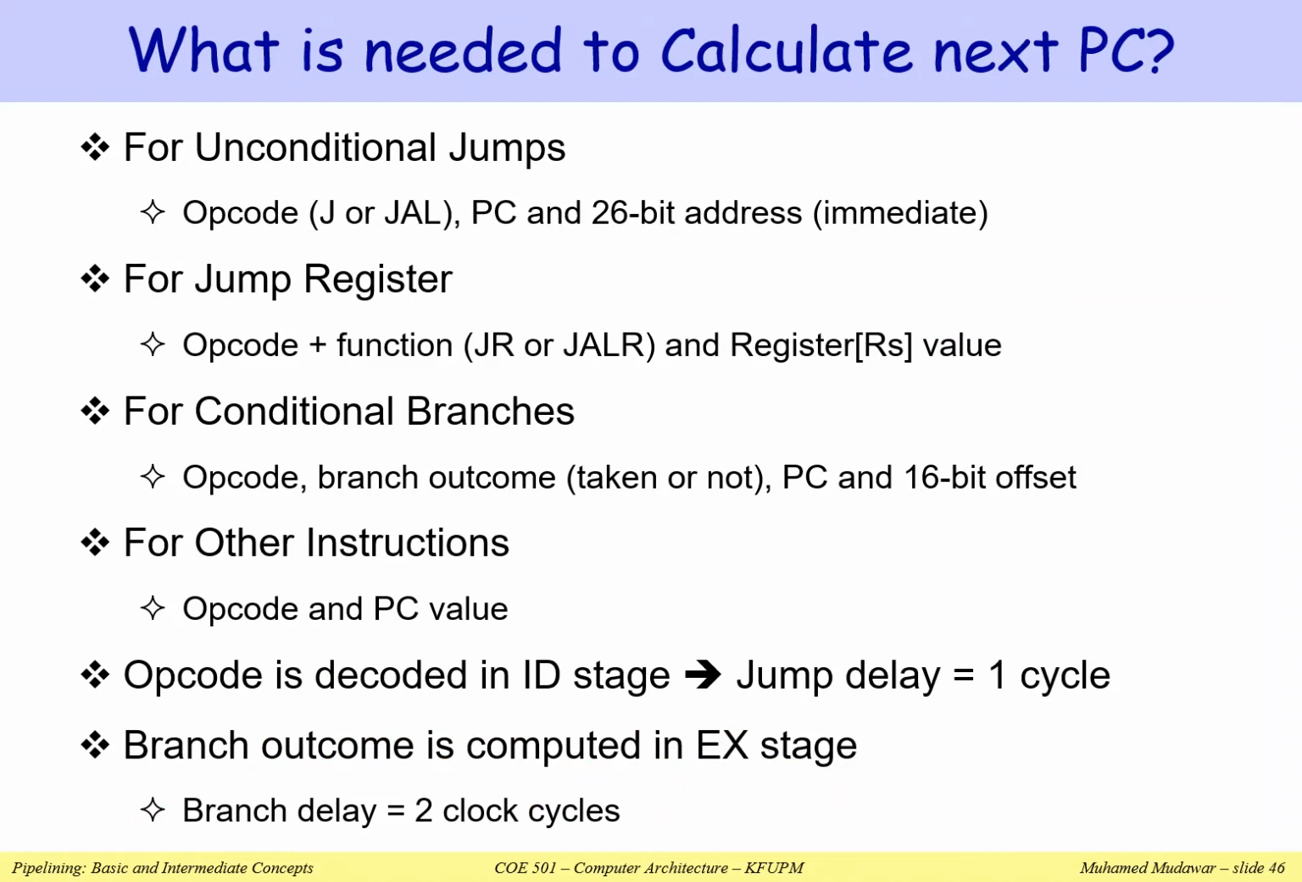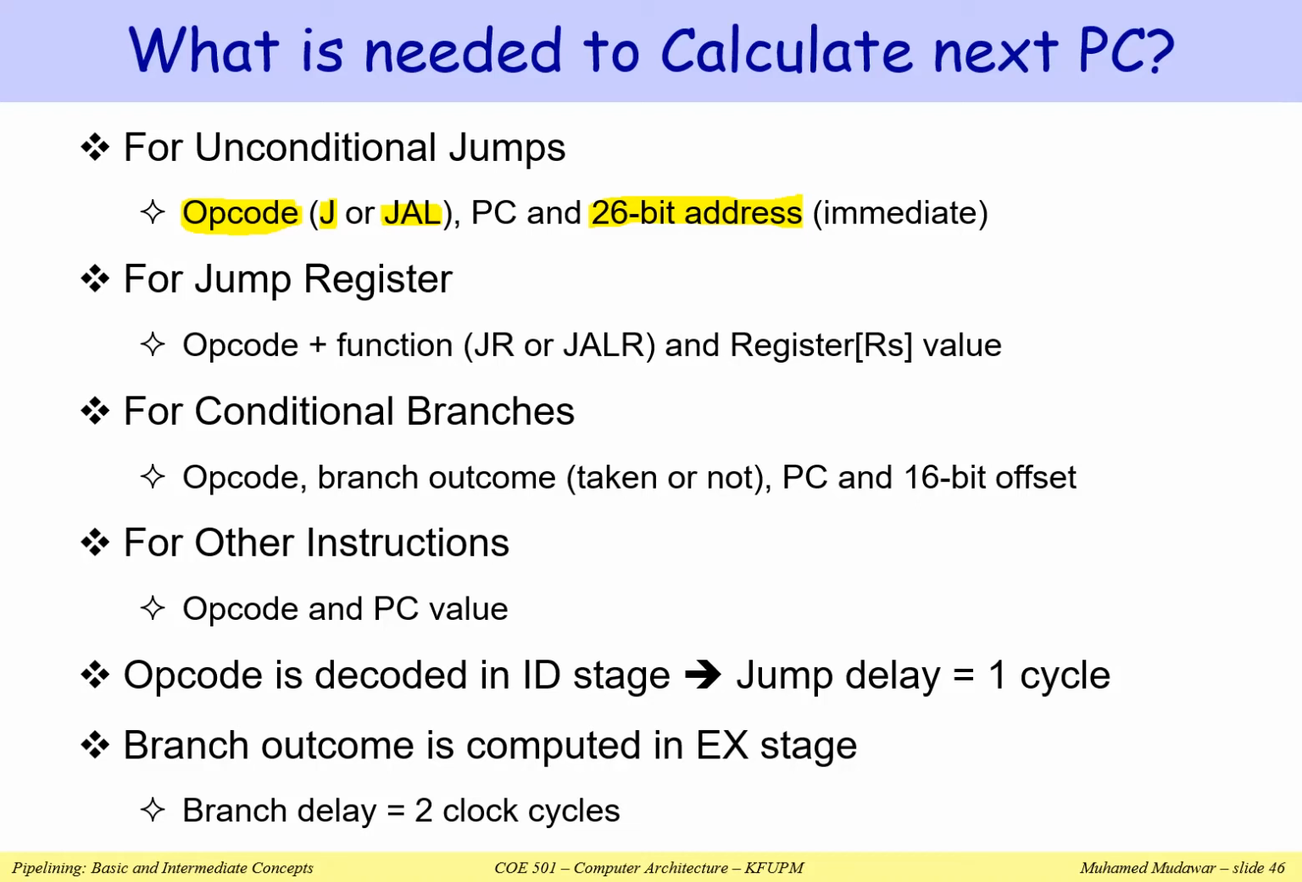So what is needed to calculate the next PC address? Well, first we need the opcode, because the opcode is going to tell us whether the instruction is a jump, is it a branch, etc. So we need the opcode. If the opcode is a jump or a jump and link, we know that this is an unconditional jump. All we need is the 26-bit address. This 26-bit address, which is encoded inside the jump instruction, is the jump target address.